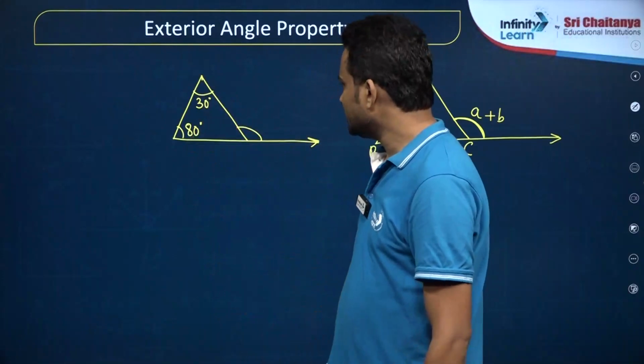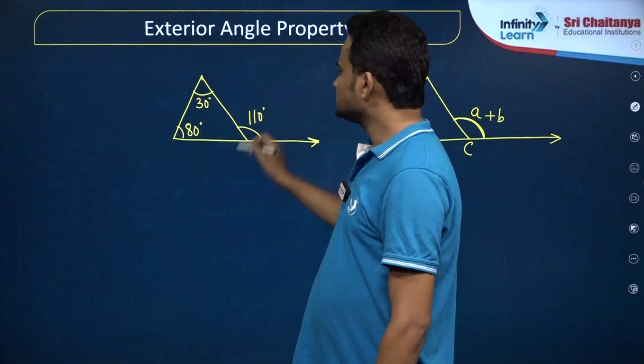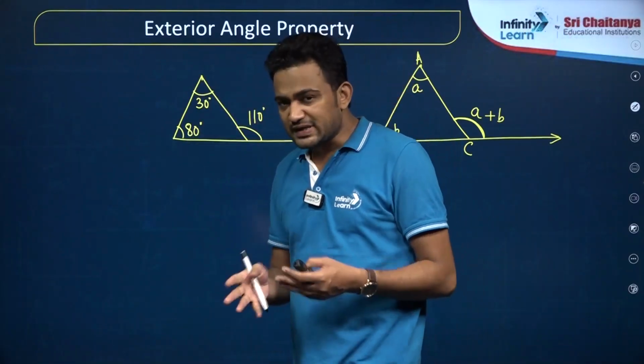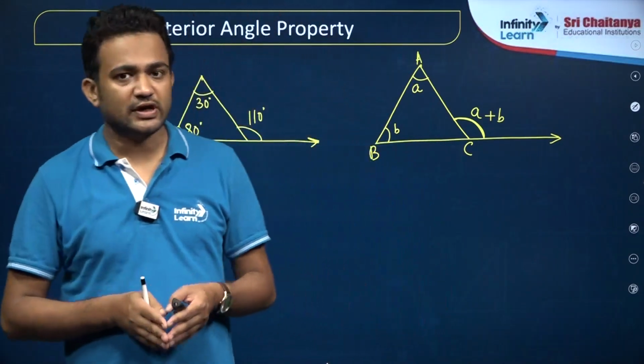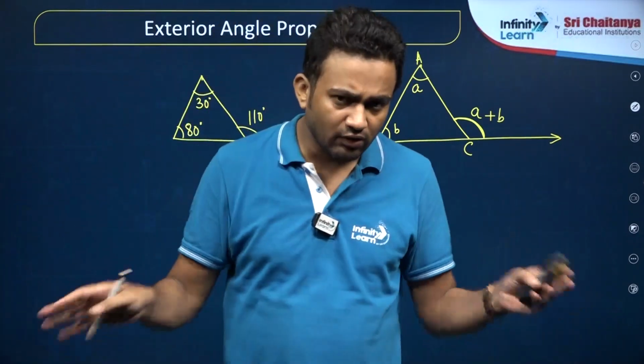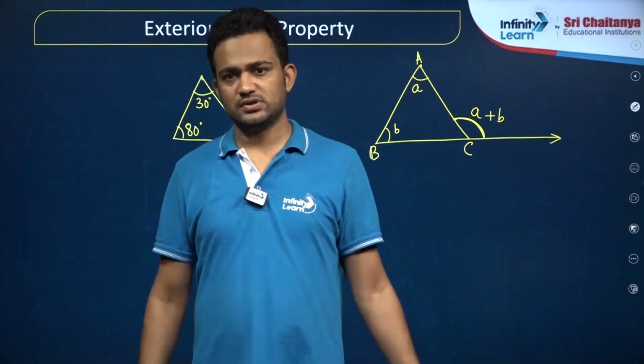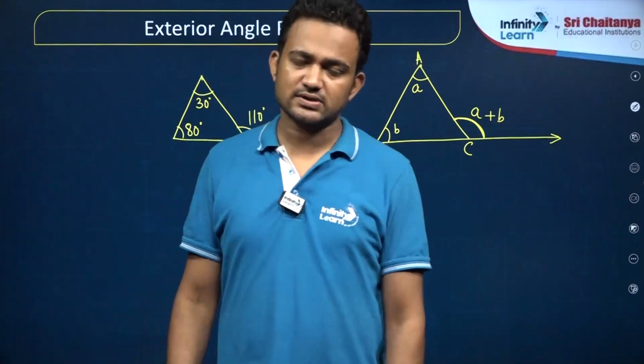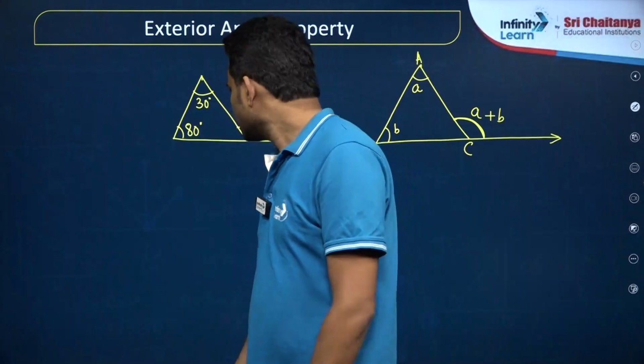Simply add them. 30 plus 80 is 110. So this is 110. But yes, we will get good types of questions that will be based on these concepts. If we merge all the concepts, then we will get a quality question, and we will see those questions in today's class, right? One more property.